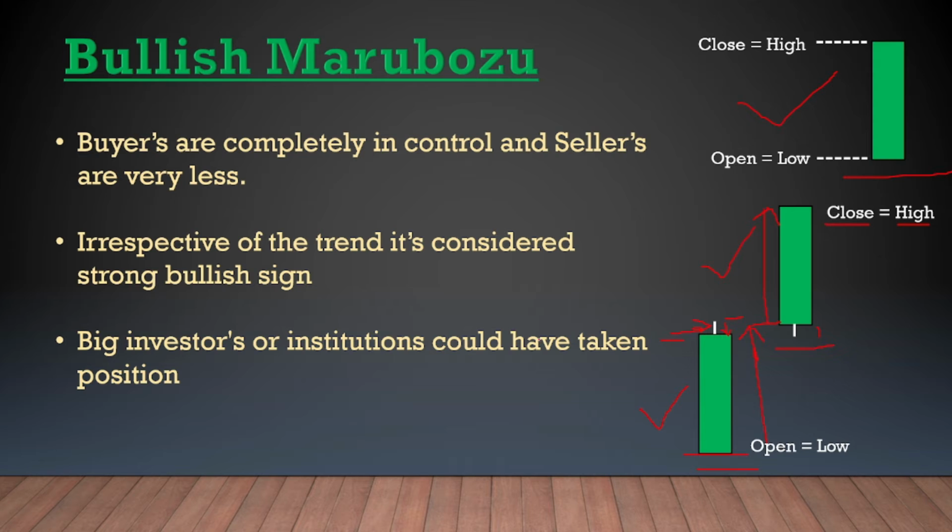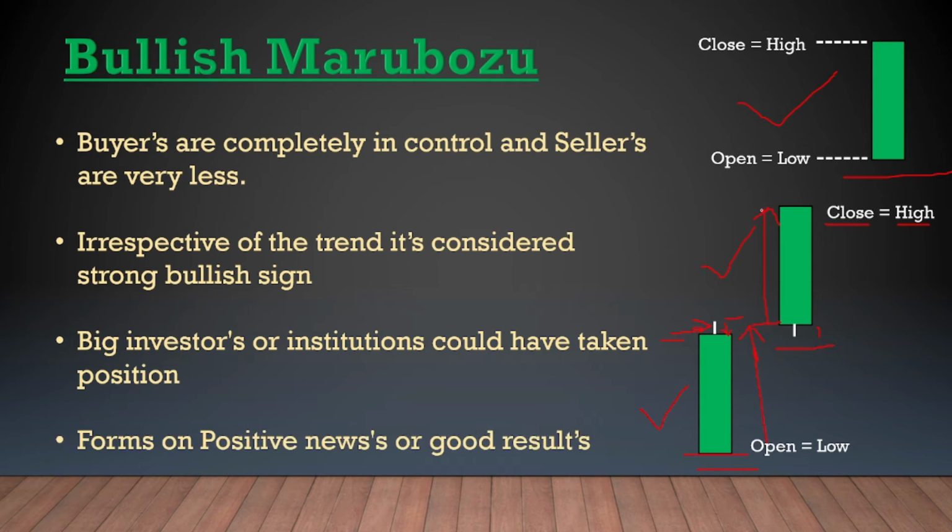Whenever big investors like institutions take some position on the stock, during that time we will see Marubozu candle formation. Friends, when there is some good news on a company or industry, or some good results that a company might have announced, during these kinds of events we usually see Marubozu candle formations. Now I hope you understood that this bullish Marubozu candle is one of the powerful candles whenever we see it on the chart. Alright, I hope it is clear for you.